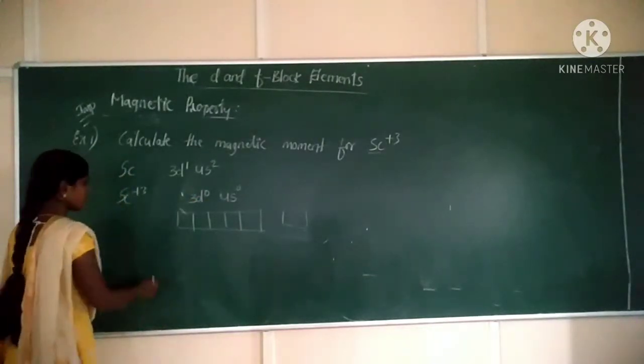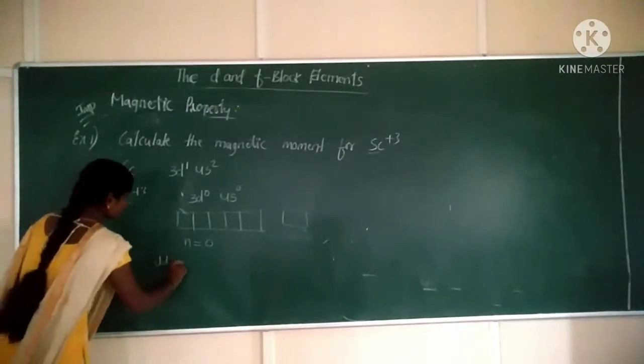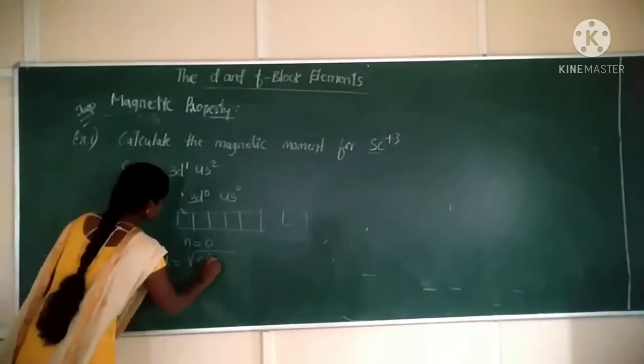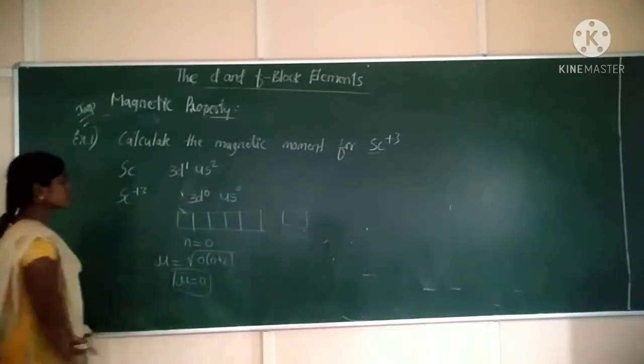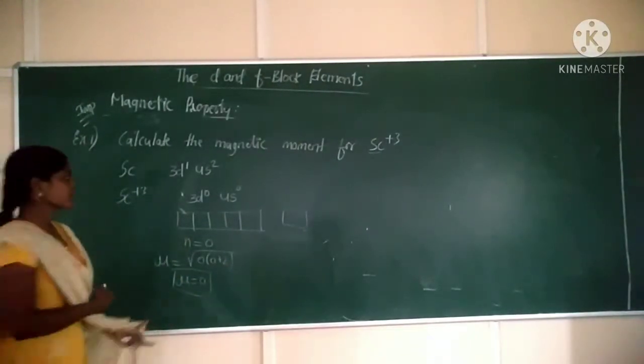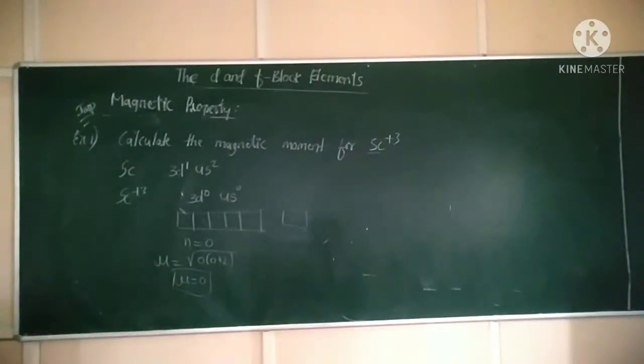So what is the n value here? The n value is 0. Now mu is equal to square root of 0 into 0 plus 2, so mu is equal to 0. So the magnetic moment for scandium plus 3 is 0, because there is no unpaired electron. Next.